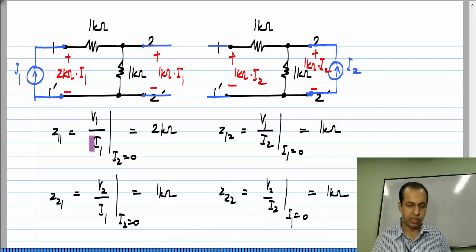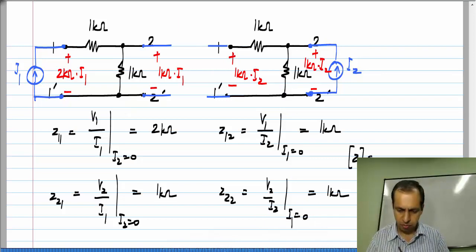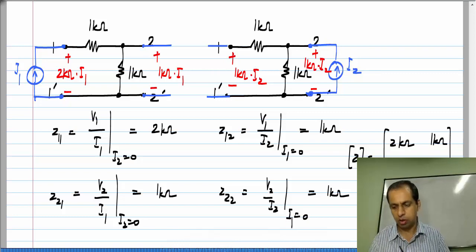So, the Z parameter set of this particular circuit is 2 kilo ohm, 1 kilo ohm, 1 kilo ohm and 1 kilo ohm. And you can verify for yourselves that this Z matrix is the inverse of the Y matrix, which you derived for the same circuit in the earlier example.